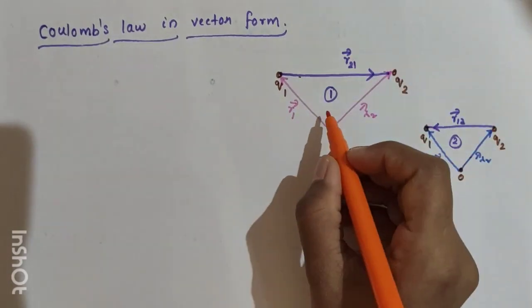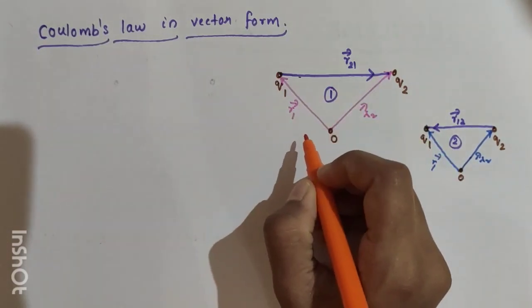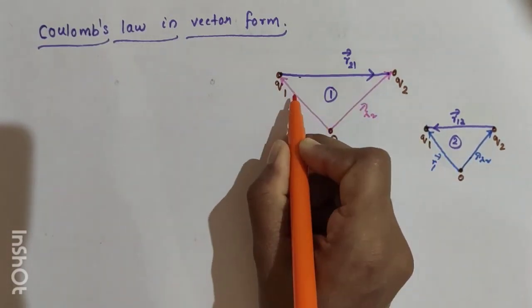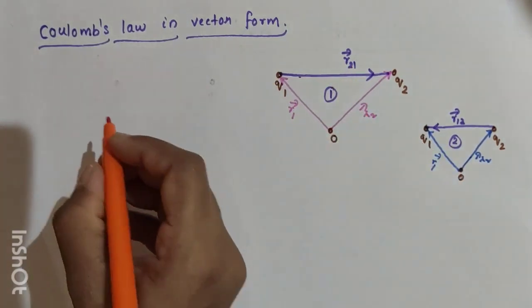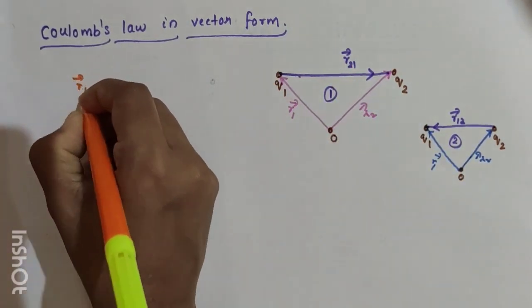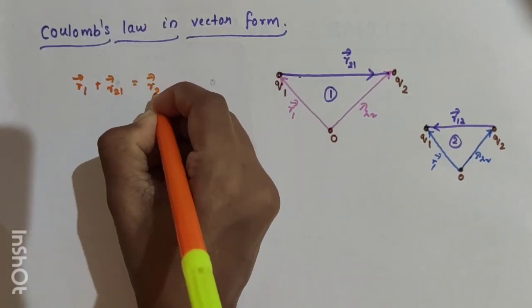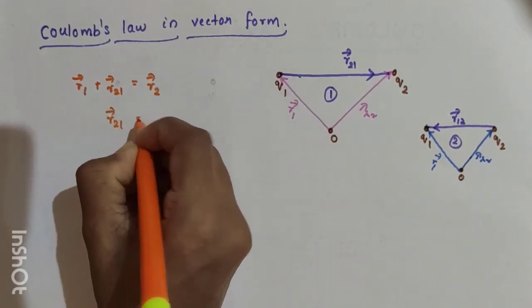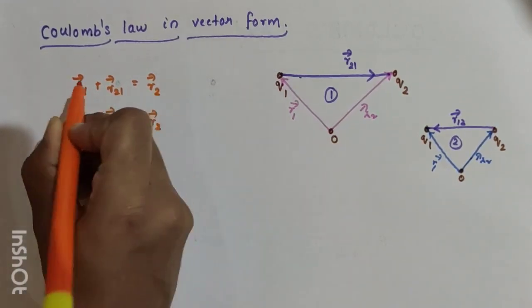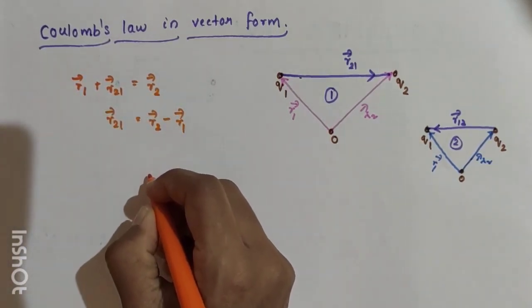Now let us consider figure 1. Here, by applying the triangle law of vector addition, we can write vector R1 plus vector R21 is equal to vector R2. From this we can write vector R21 is equal to vector R2, taking vector R1 to this side, it becomes minus vector R1.